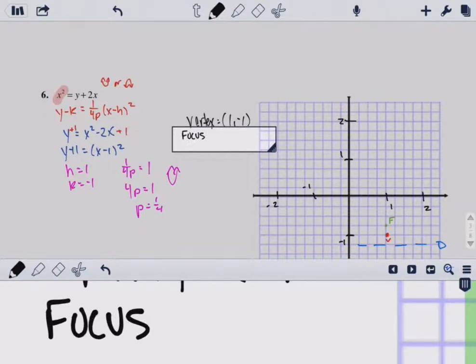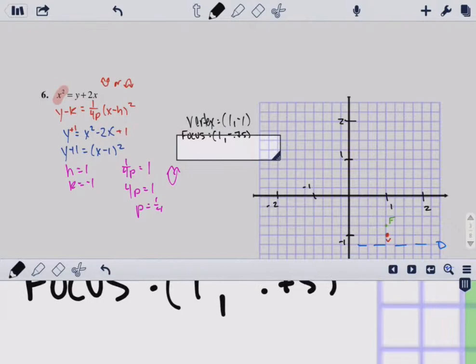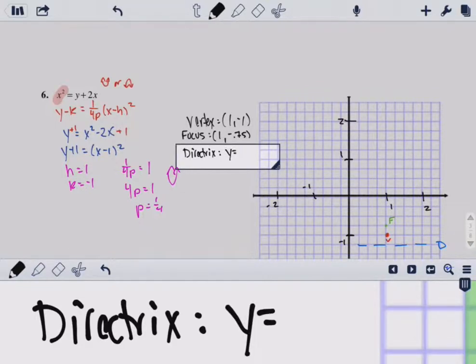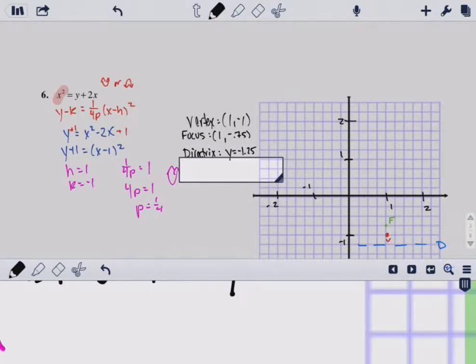Where's the focus? The focus is 1 to the right. And, oh, so that makes it a little bit harder. That is negative 0.75 or negative 3/4 if you want. And your directrix is a line that goes left to right. That makes it a y equals line. It's 1/4 more than negative 1, so it's negative 1.25. You can give me fractions there if you want, doesn't matter.